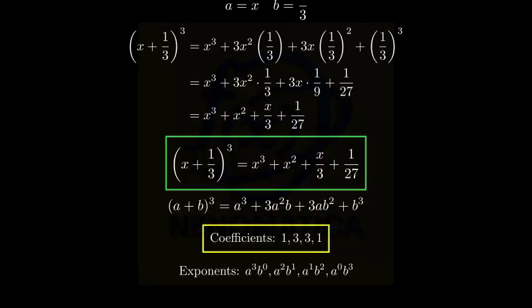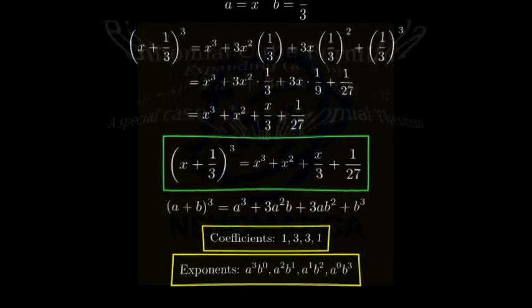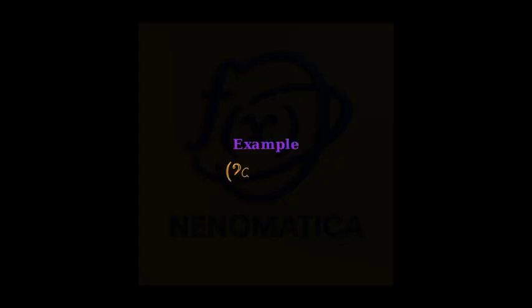1, 3, 3, 1. And the pattern of exponents. The exponent of a decreases from 3 to 0, while the exponent of b increases from 0 to 3. Expand (2a plus 3b) cubed using the binomial cube formula. First, we need to identify what our a and b values are in this expression. In this case, a is 2a and b is 3b.